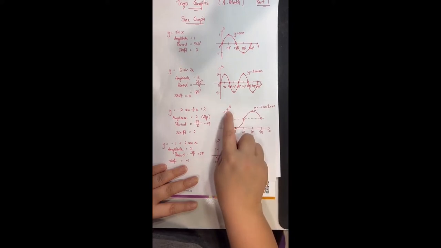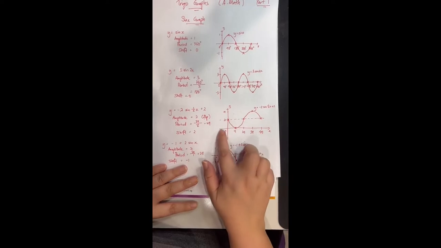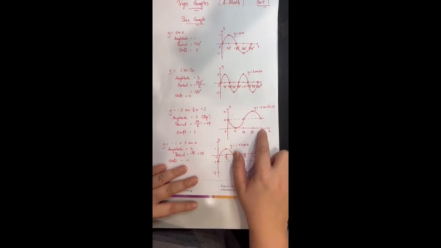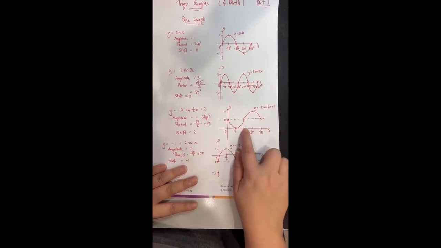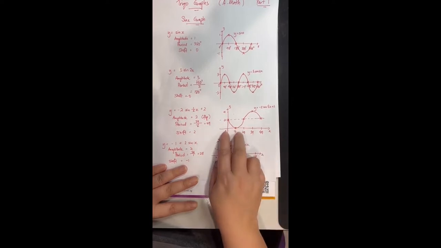So once you have your max and your minimum and your middle line ready, as well as the x-axis, my one period is 4 pi. 4 pi divided by 2 is 2 pi. 2 pi divided by 2 is pi. My one interval in this case is pi.